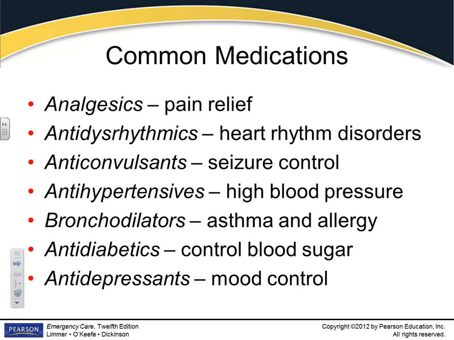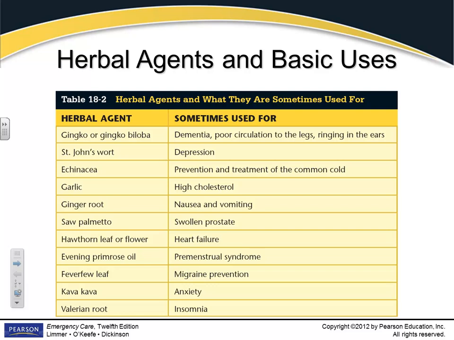We'll sum this up. Analgesics are pain relief. That would be like aspirin, Tylenol, something like that. Antidysrhythmics are taken for cardiac problems, dysrhythmias. Anticonvulsants, your seizure patients will take anticonvulsants. Antihypertensives, you can figure that one out. High blood pressure medication, bronchodilators, antidiabetics, antidepressants. It's all stuff you know.